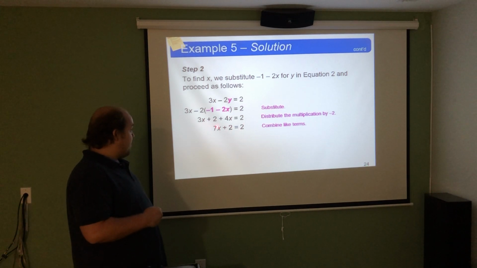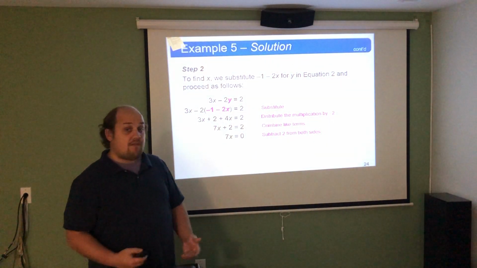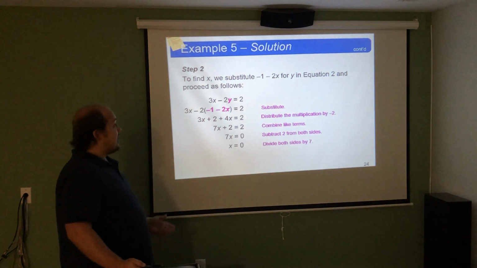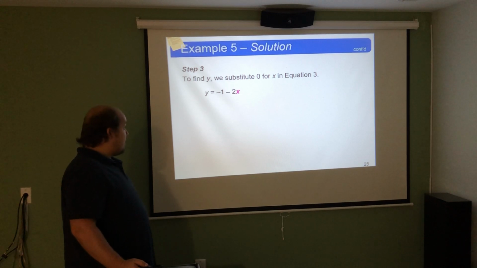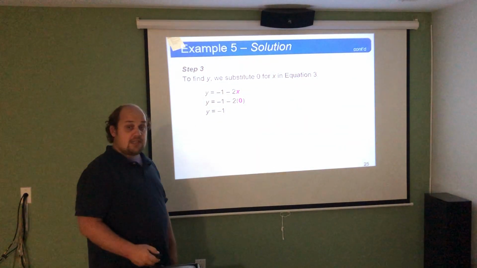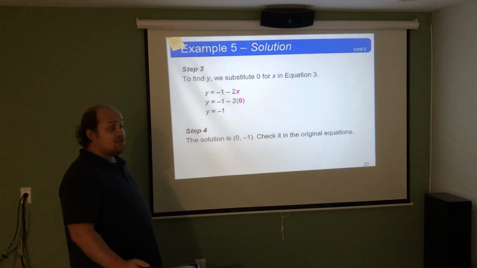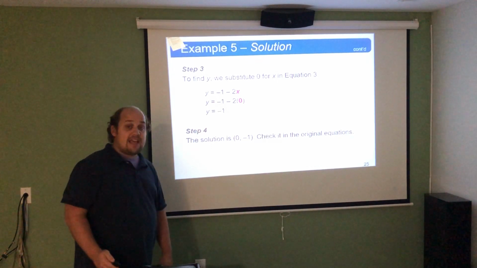Since this 2 can't be combined with x's, I can move it to this side by subtracting 2 from each side. That gives me 7x equals 0. If I divide both sides by 7, I get x equals 0. Since I know x equals 0, I can plug it into my substitution equation. -1 minus 2 times 0 just gives me -1. So I now have the solution point, x equals 0, y equals -1. 0, -1 as an ordered pair is the correct solution. I could plug it into each equation to show that yes, it works in each of them.